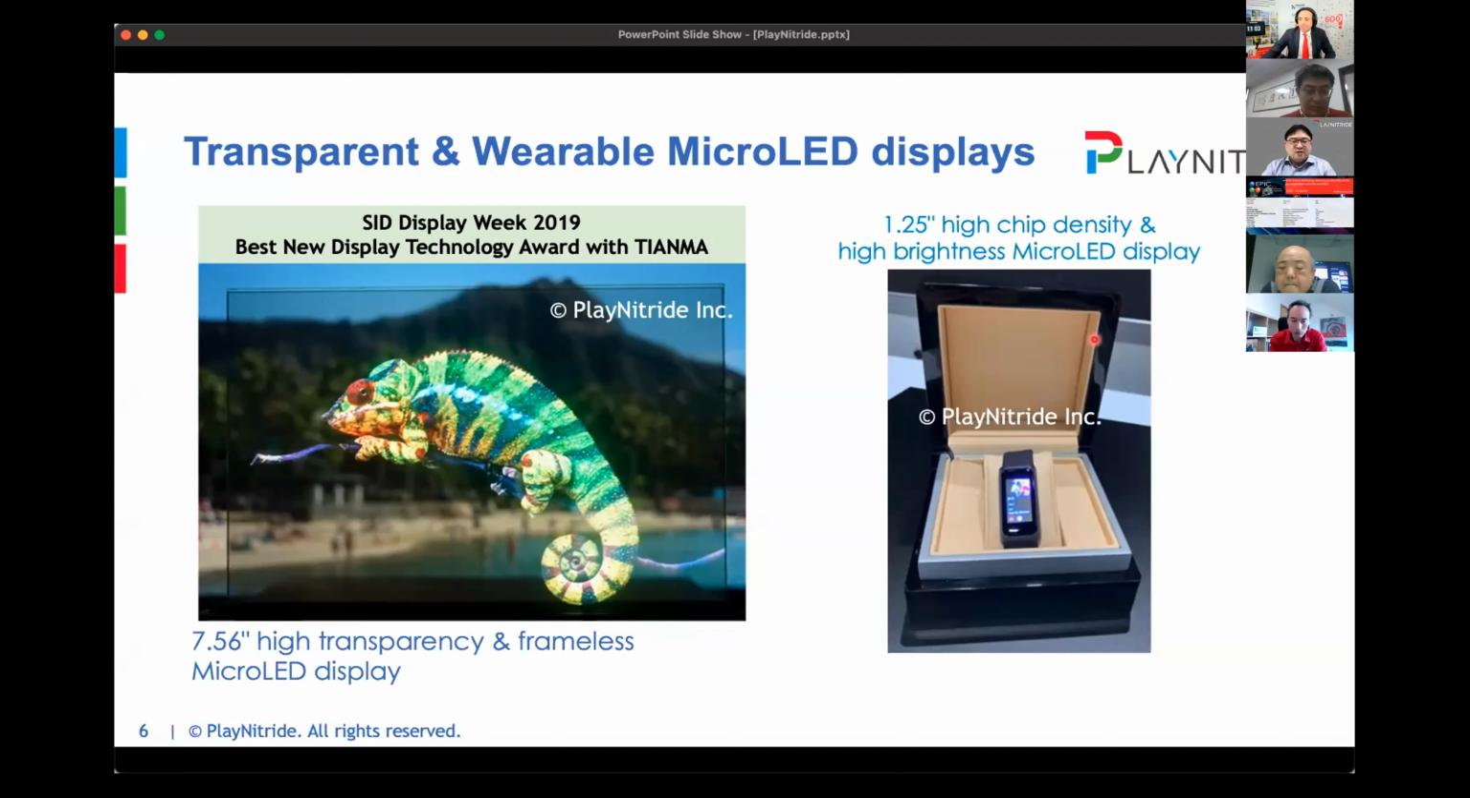The right-hand side shows another application, a 1.25-inch wearable display. With a wearable display, micro LED can provide very high brightness and good contrast. Therefore, when you go outdoors for sports, micro LED will be very good for you to see under the sunshine.